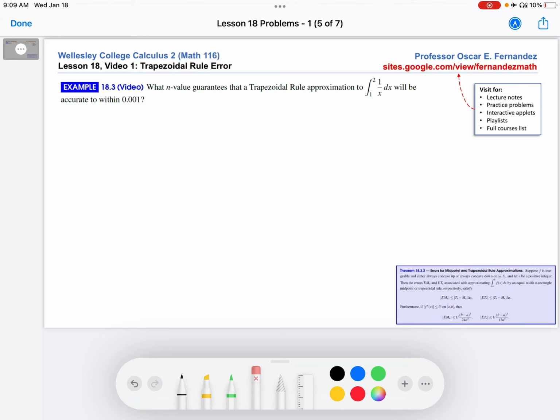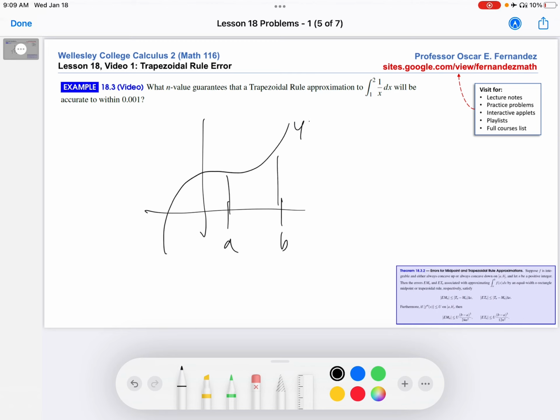So the trapezoidal rule is a numerical integration rule that takes a problem of finding the area under the curve, let's say between a and b, for this function y equals f of x. That would be this area, and we know that it's equal to the definite integral from a to b of the function f of x. So this area, we call it A, and A equals that.